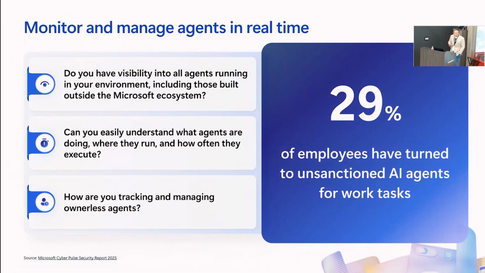So when we monitor and manage agents in real time, do you have the visibility into all agents running in your environment, including those built outside the Microsoft ecosystem? Can you easily understand what agents are doing, where they're running, and how often they're executed? And how are you tracking and managing those? So 29% of employees have turned to unsanctioned AI agents for work tasks, right? So everybody might have the right intent, but we want to make sure that it's sanctioned for the business and that we have visibility so that we can scale this.